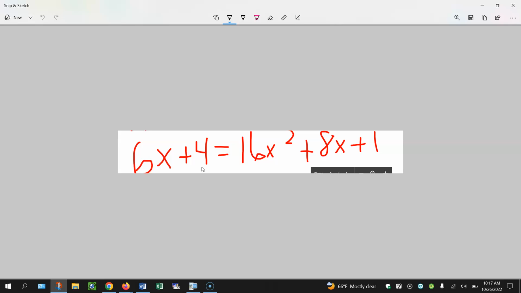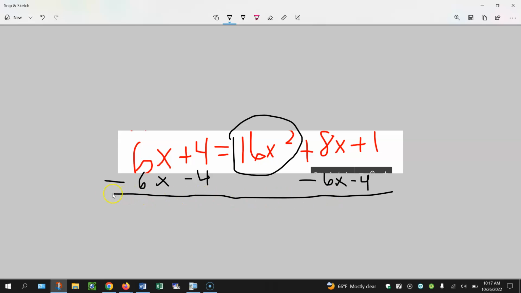And now what I'm going to do, because this is a quadratic equation, I want to keep this term positive. And I need to get this equation set equal to 0 so that I can factor and solve it. So what I'm going to do here is subtract 6x and subtract 4 from both sides. Minus 6x, minus 4.